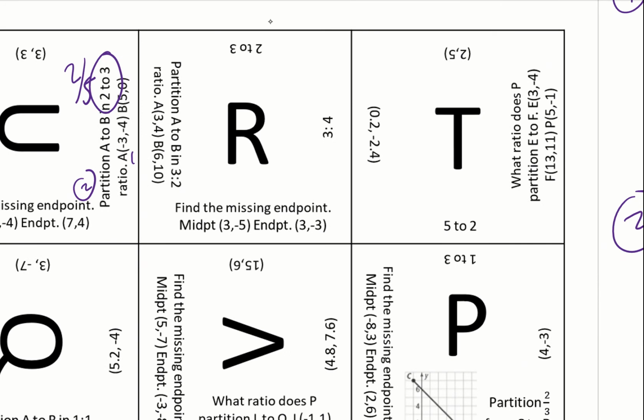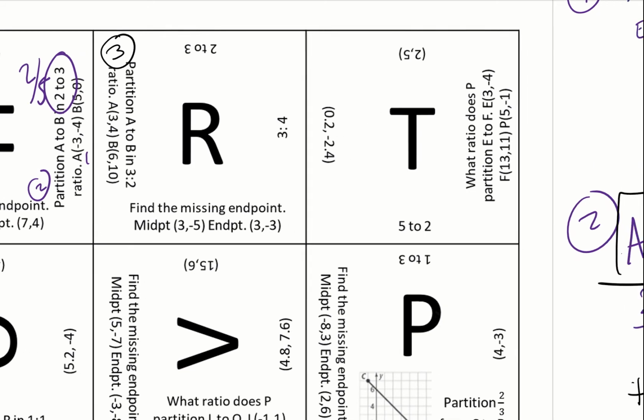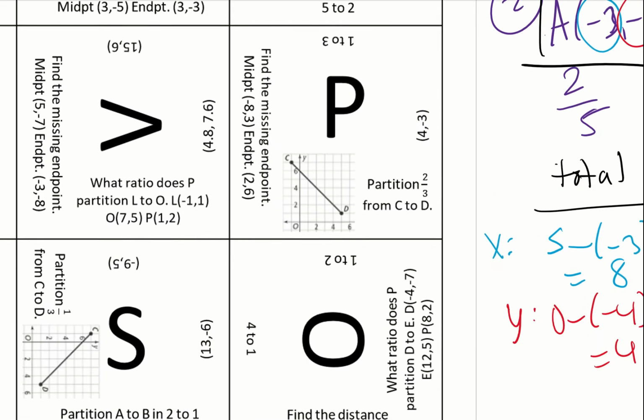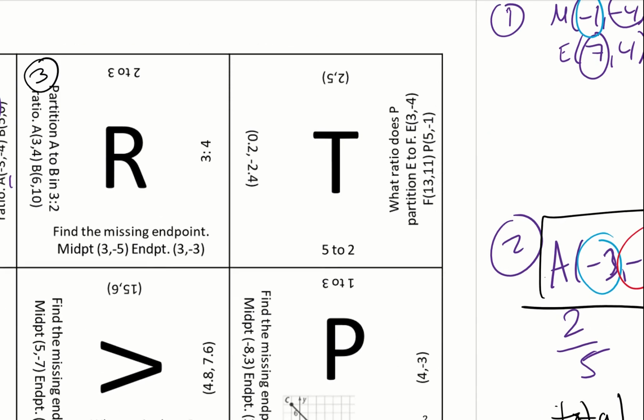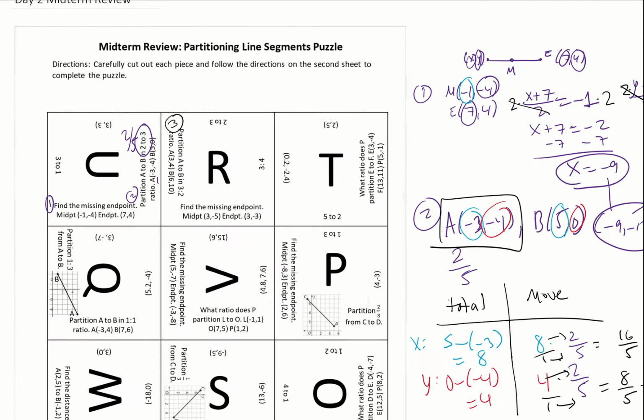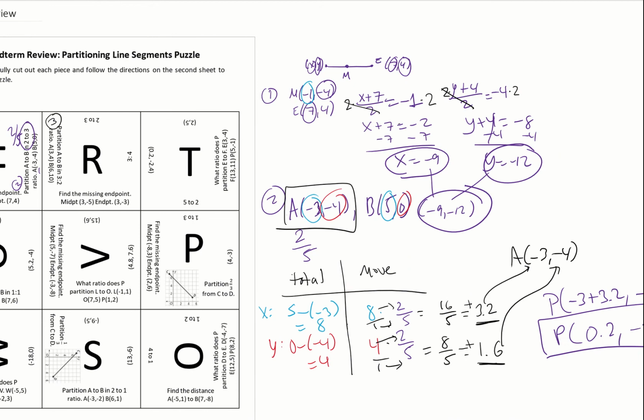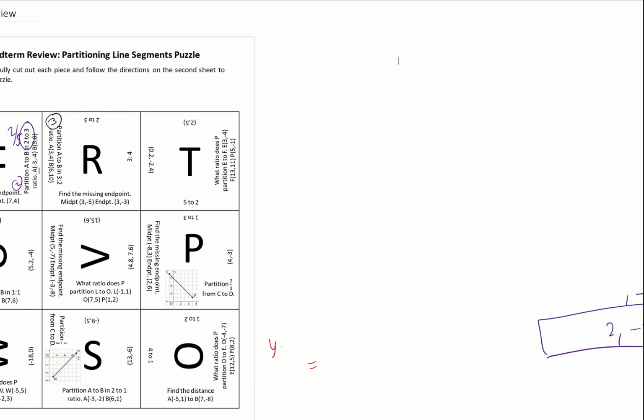All right, so this one, I'll call this number 3. Partition A to B in a 3:2 ratio. So we got A is 3, 4, B is 6, 10. Okay. I'm going to go ahead and delete this so that I can start fresh.